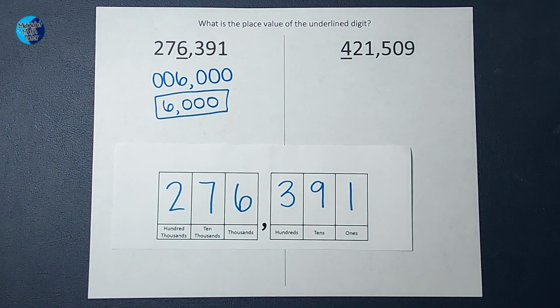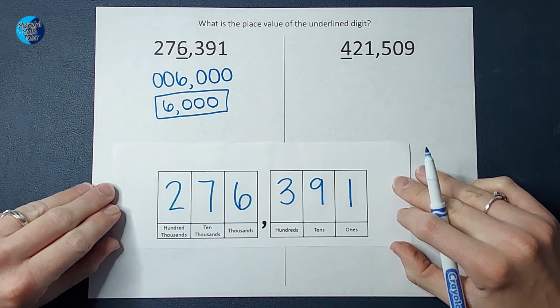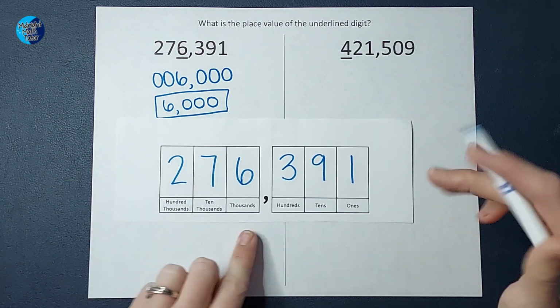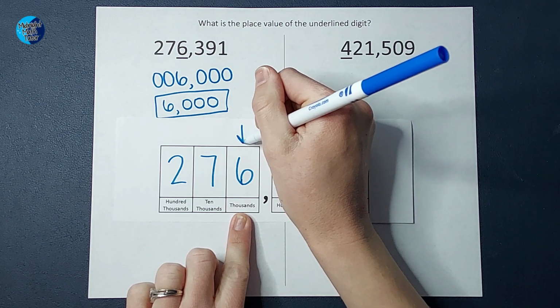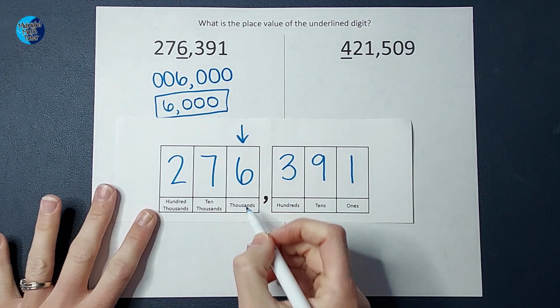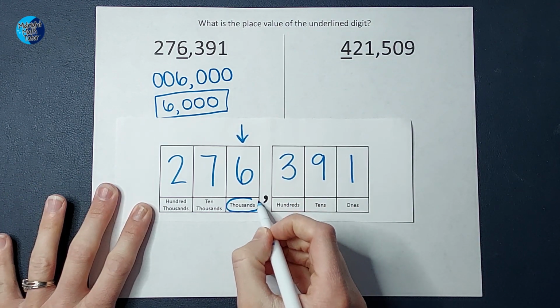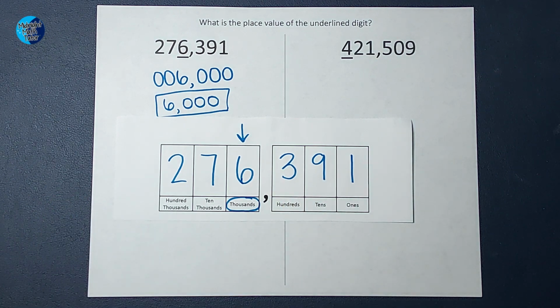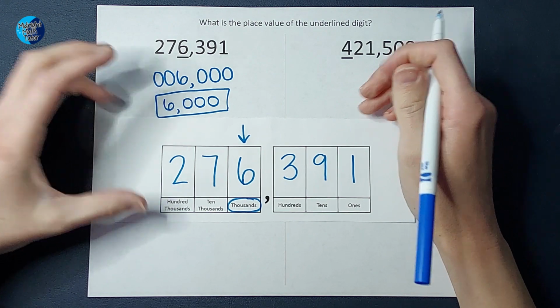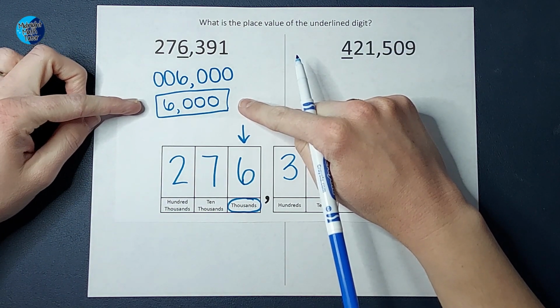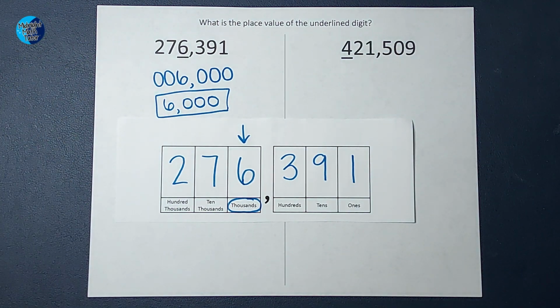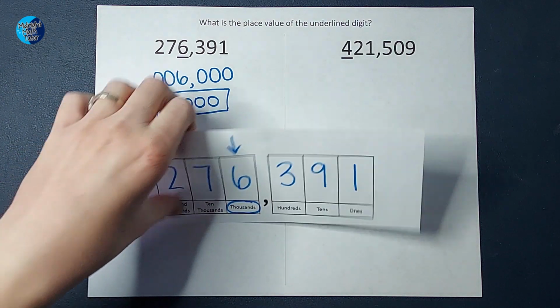And then ask your student, well, which one do they want to know the value of? They want to know the value of the 6. So the 6 is in the thousands place, which means the 6 represents 6 thousands, or we would just write that as 6,000. All right, now let's do one more example to help solidify this.